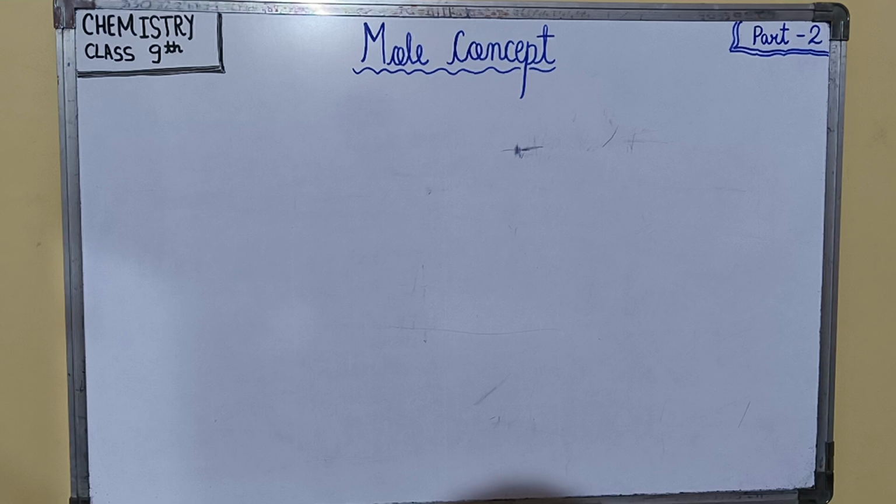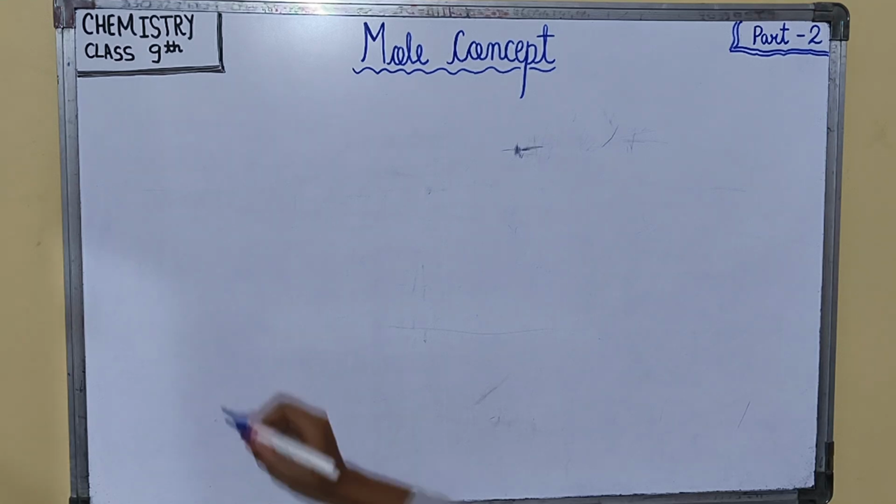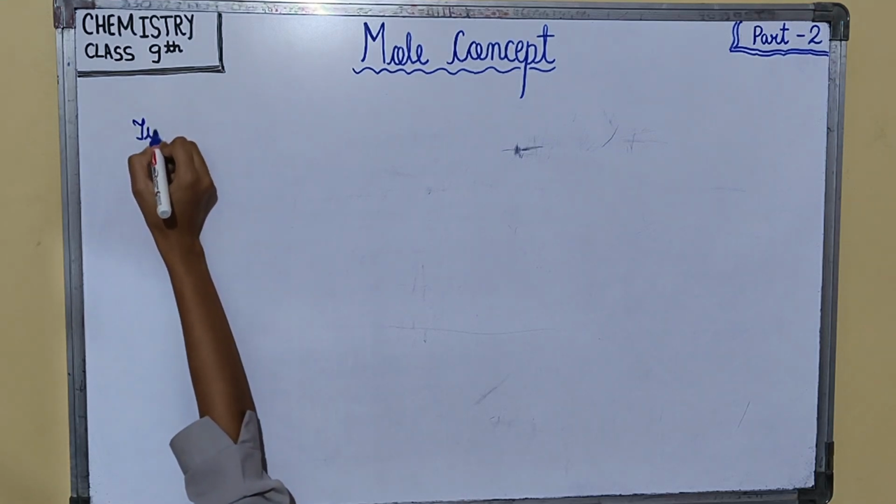Today we are going to learn class 9th chemistry, chapter mole concept, and this is our part 2. In the previous part we have learned introduction and then atoms and molecules. Today we are going to start with the topic that is types of molecules.